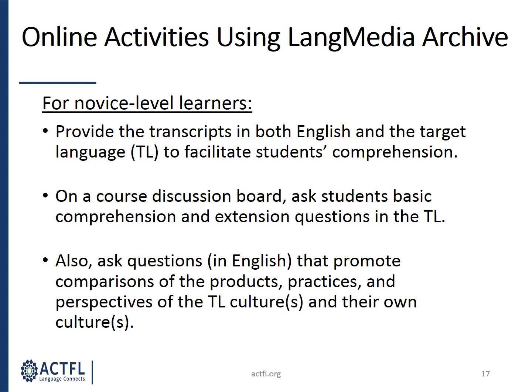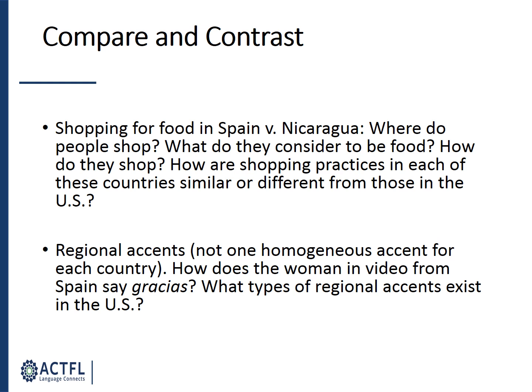And if you want to go further and delve into the culture with novice learners, it's okay to do that in English to promote comparisons of the products, practices, and perspectives of the target language cultures and their own cultures. So you can ask them things such as, where do people shop? What do they consider to be food? How do they shop?